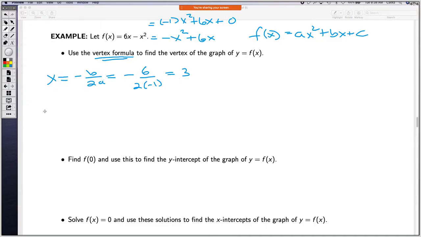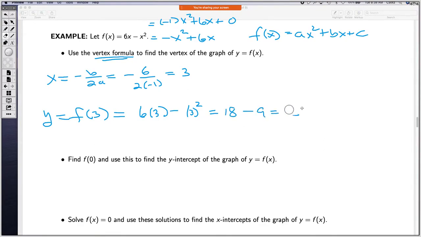Now, that's the x value of the vertex. To get the y value of the vertex, we plug in x equals 3. The way you get y's on the graph of functions is you plug them in. So we got 18 minus 9, which is 9. So the vertex then is (3, 9). And once again, hopefully somewhere in the past you remember doing this sort of thing to get the vertex of a parabola.